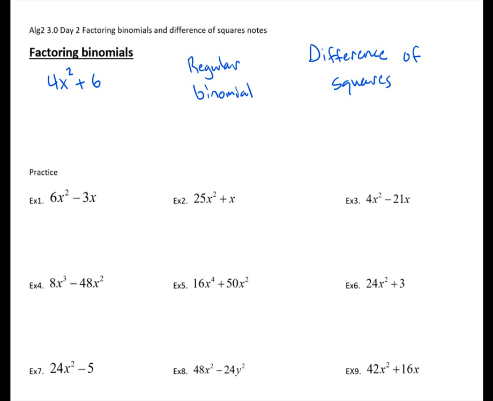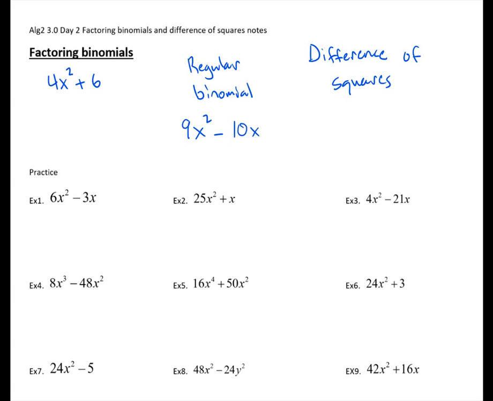Now, when we're factoring binomials, it's important to be able to differentiate between what I call regular binomials and difference of squares. Okay, a difference of squares is a special type of binomial, right? And I'll talk about that in a moment. But a regular binomial, like the example I gave you over here, the 4x squared plus 6, would be considered a regular binomial, right? Just anything with two terms. So for example, 9x squared minus 10x would be a regular binomial, okay?